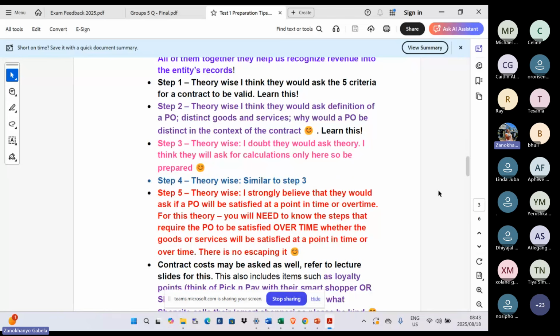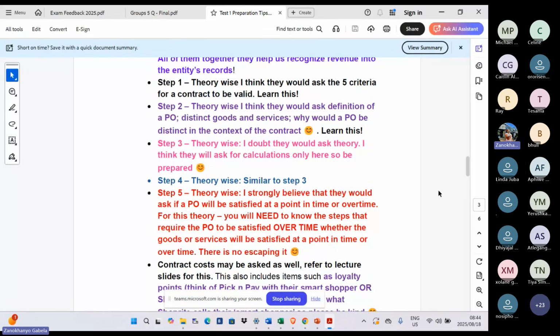So you can't escape that one. If they ask you at a point in time or satisfied over time, you need to list that criterion. I remember one of my undergrad questions, it was out of 10 marks. And on that part, I think I had 1 or 2 because I had answered literally that it was at a point in time and I forgot to include the 3 criterion. I regretted that at the time, but at least I did better in other sections. But my point is, don't make that mistake like me.